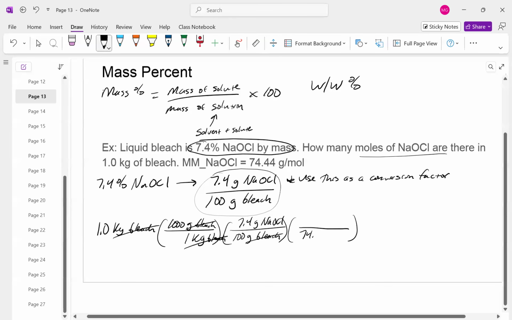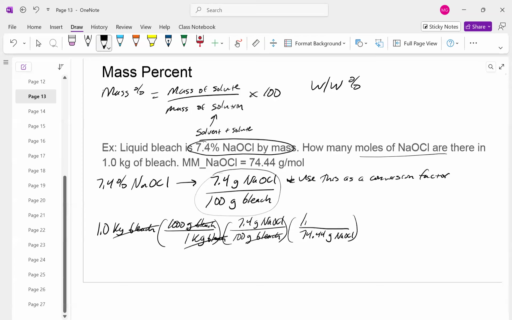So I will put the 74.4 grams on the bottom and the moles go on top because that's the unit I want to go to. And now all units cancel out. I'm left with moles of sodium hypochlorite. And keeping track of sig figs, I throw that in my calculator. And I come out to 0.99 moles of sodium hypochlorite.